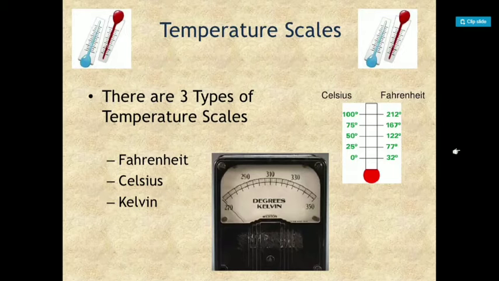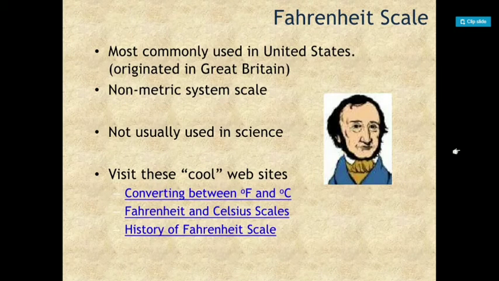Okay, so there are three types of temperature scales. We measure temperature in Fahrenheit, Celsius, and also in Kelvin. Okay, so let's start with the Fahrenheit scale. It is most commonly used in the United States, but it originated in Great Britain. It is a non-metric system scale and not usually used in science.